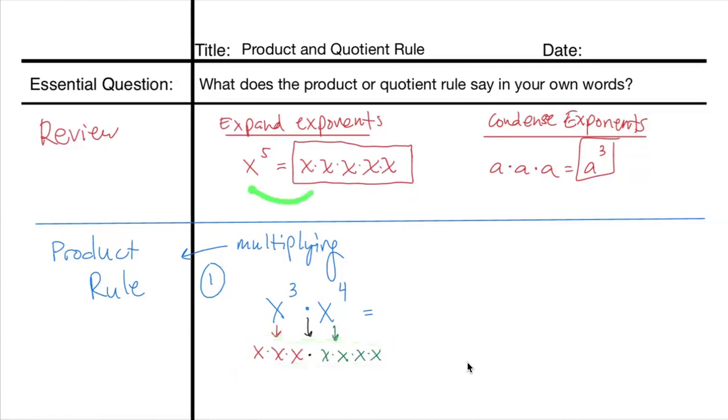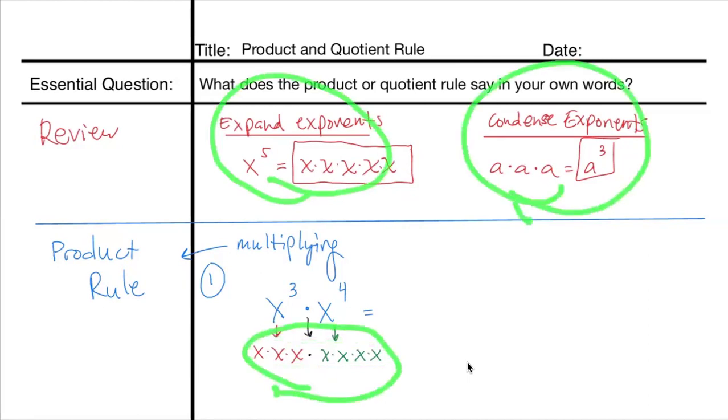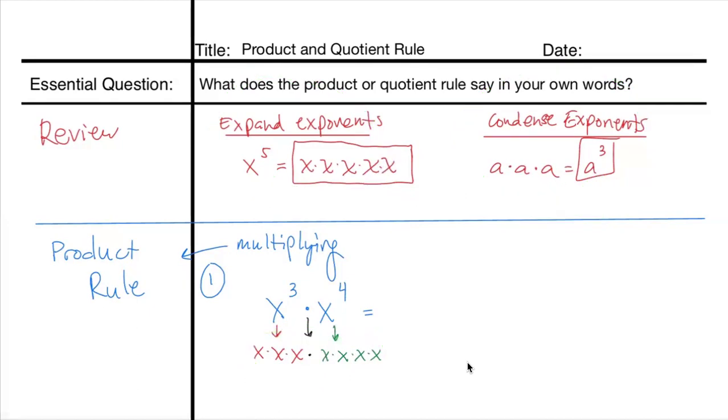So I expanded first here. Once I expand it, now I'm going to condense it back into an exponent. So I have all the same base. They're all x's, so my base is x. And I just have to count how many I have. 1, 2, 3, 4, 5, 6, 7. I have 7 x's, so my answer is x to the third times x to the fourth equals x to the 7th power. So go ahead and write that down.